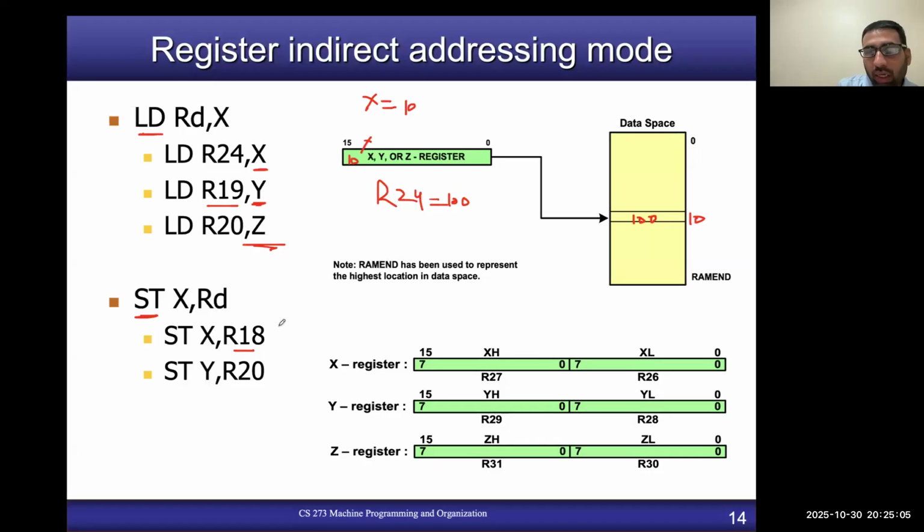So again, let's say X is equal to 10, and the value of R18 is, let's say, 20. Since the value of X is 10, the microcontroller will go to memory location 10, which contains 100 currently. But after the execution of this instruction, store X, R18, this will be overwritten and it will contain the new value of 20. And the same goes here, the only difference is that now Y will be used as a pointer, not X. Any questions?